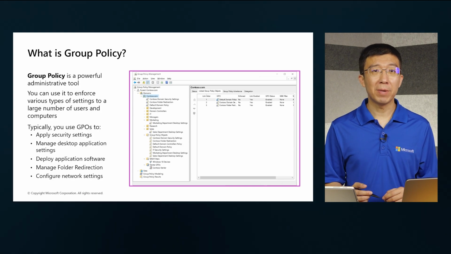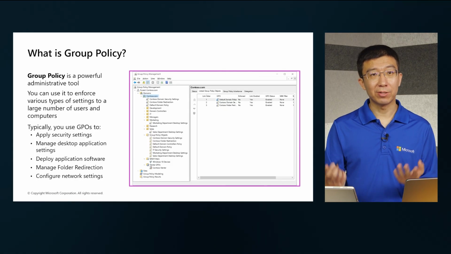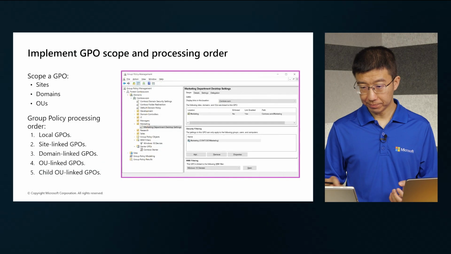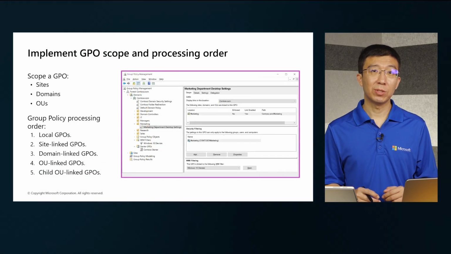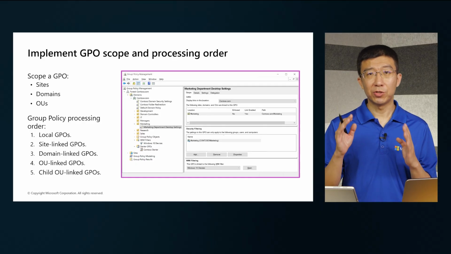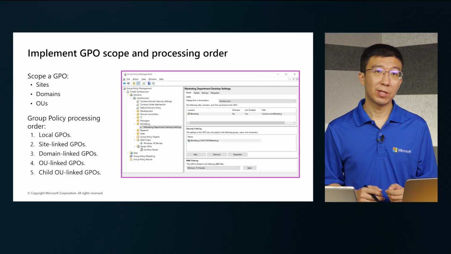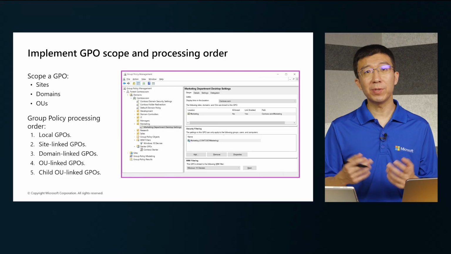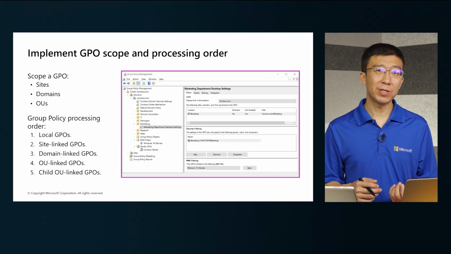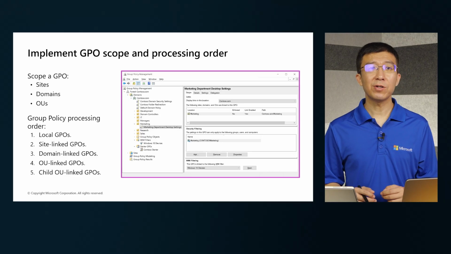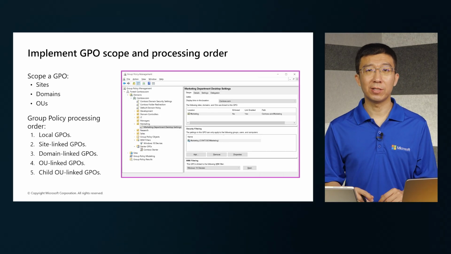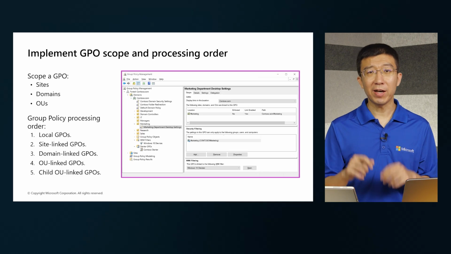GPOs are managed using the Group Policy Management Console and Editor. GPOs can be scoped to sites, domains, and OUs. The order in which GPOs are applied determines which settings take precedence. Understanding this order is important for troubleshooting and effective management.